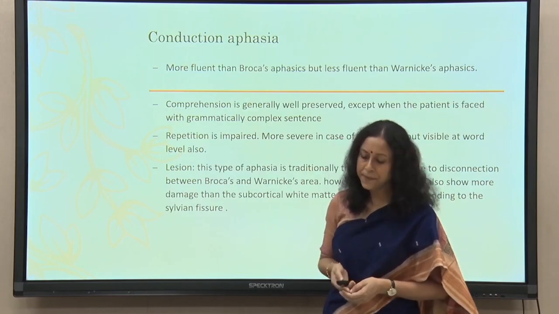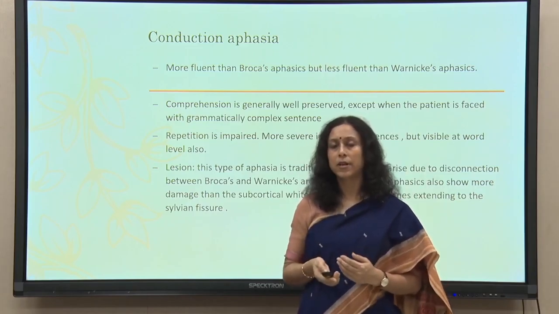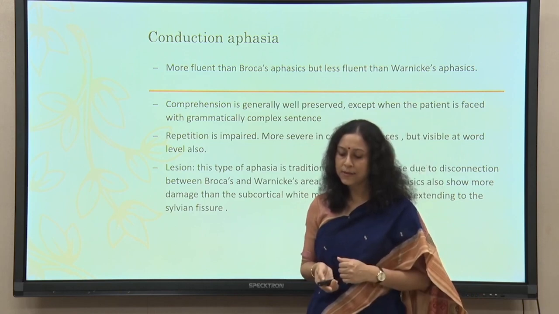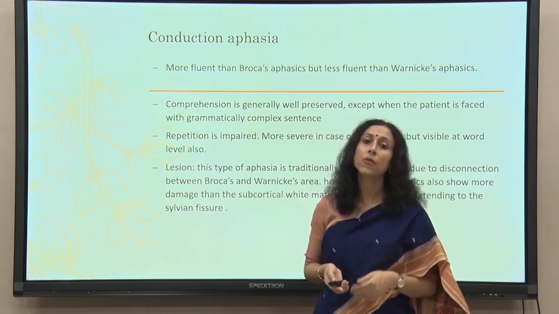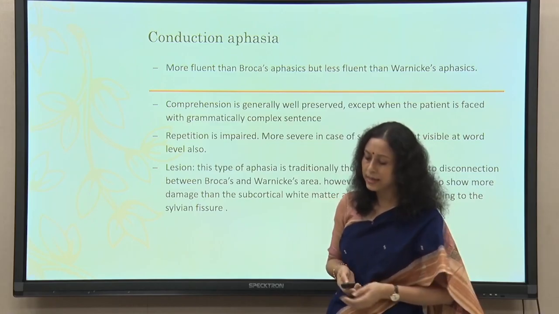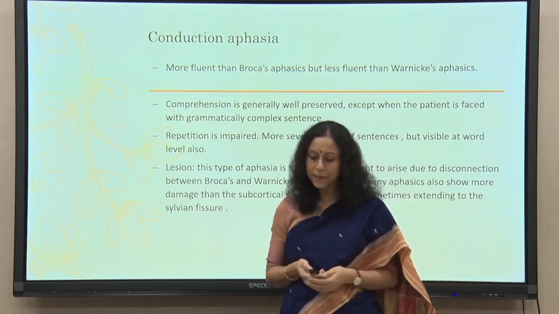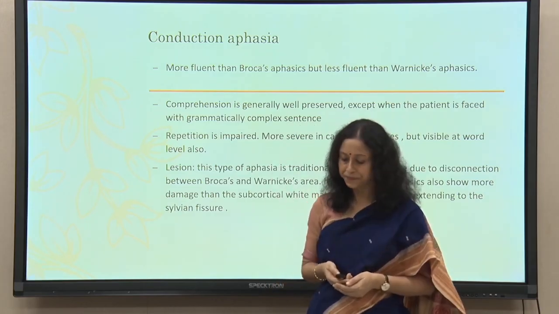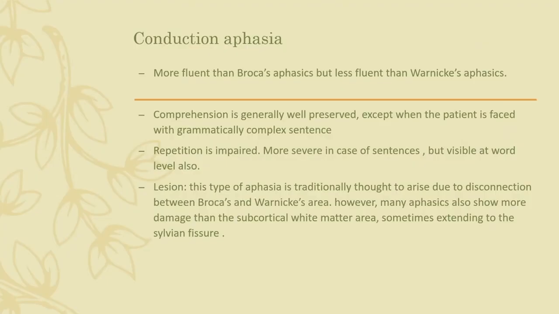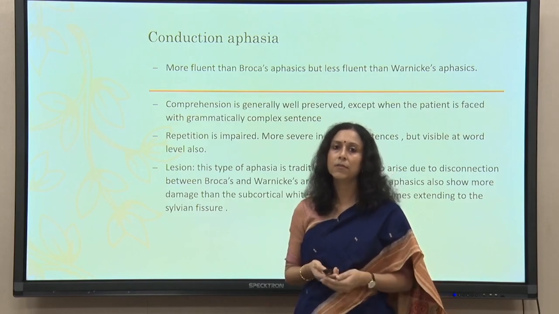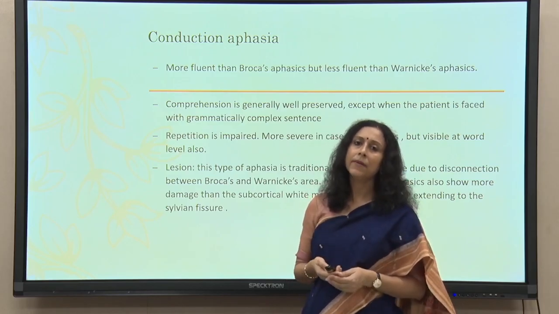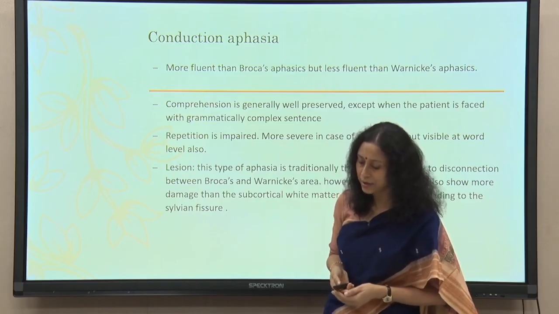Then we have conduction aphasia. This is somewhere in between Broca's and Wernicke's aphasia in terms of fluency. The patients of conduction aphasia will be more fluent than Broca's aphasics, but less fluent than Wernicke's aphasics. In terms of comprehension, it is generally well preserved, except when the patient is faced with grammatically complex structures. Simple structures, they are able to comprehend perfectly. Repetition is also impaired in these patients. In most severe cases, it is found in the case of sentences, but visible at word level also. At sentence level, complex sentences are difficult to repeat, but at word level they have less trouble. However, it can be seen at word level as well.